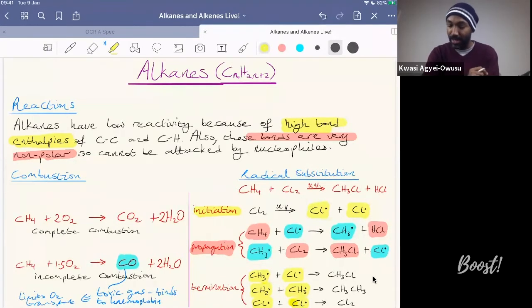Okay, so that's radical substitution and that's combustion for alkanes.